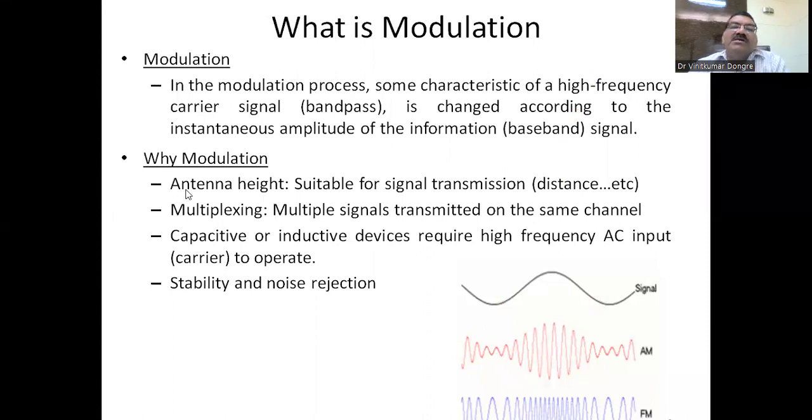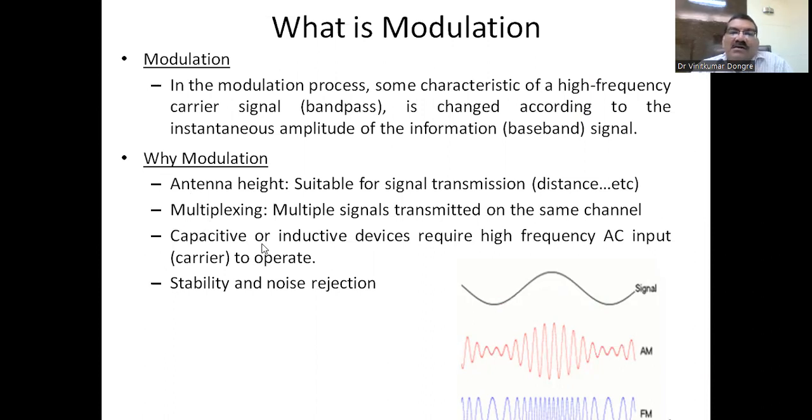Because the communication will be between two antennas. So it is in the space, electromagnetic wave. So here we need an antenna. So reducing the antenna height is one parameter. Multiple signals you can transmit at a time. So for the multiplexing, you need this modulation.